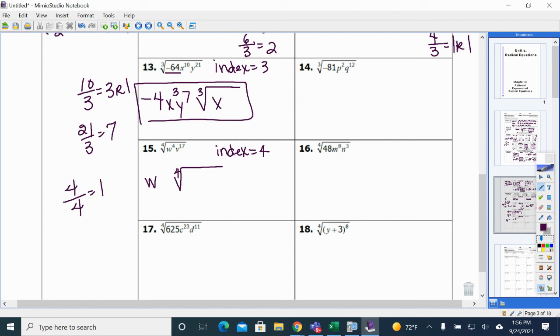For the V, 17 divided by 4. Well, that's going to go 4 times, because 4 times 4 is 16, leaving me with a remainder of 1. So V to the 4th power is on the outside, and V to the 1st power is on the inside. And there's the answer to number 15.